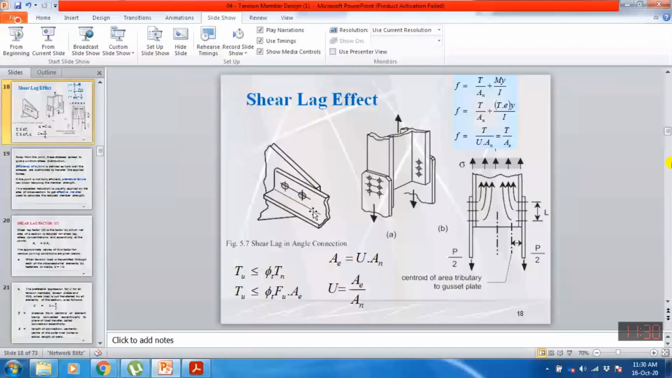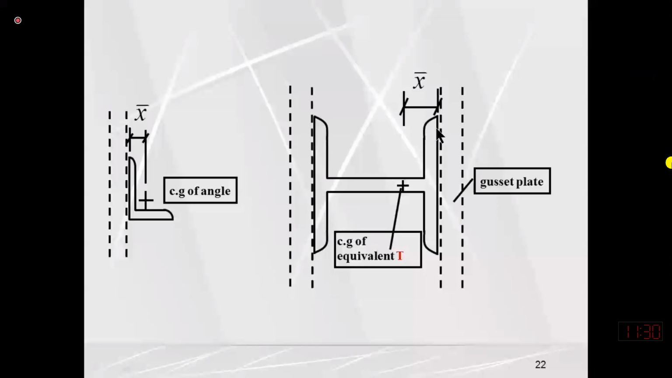And in case of a T section, it is in contact with two gusset plates on both sides. It means that half of the section is behaving as one unit on one side and half is behaving on the other side. So just excuse me.